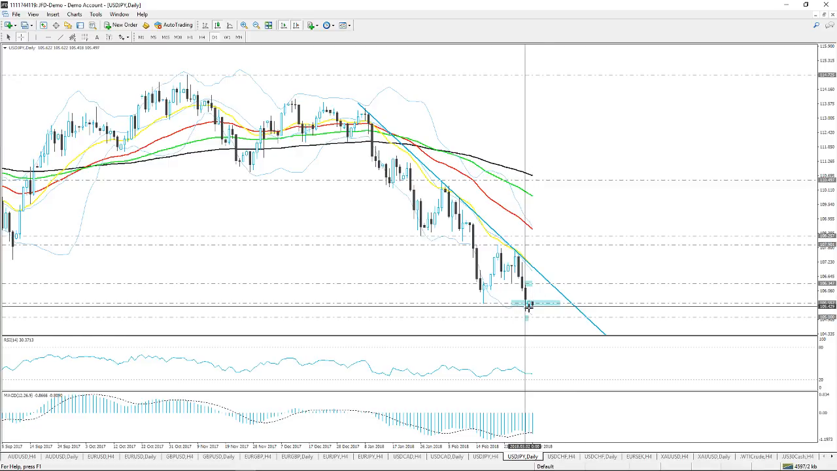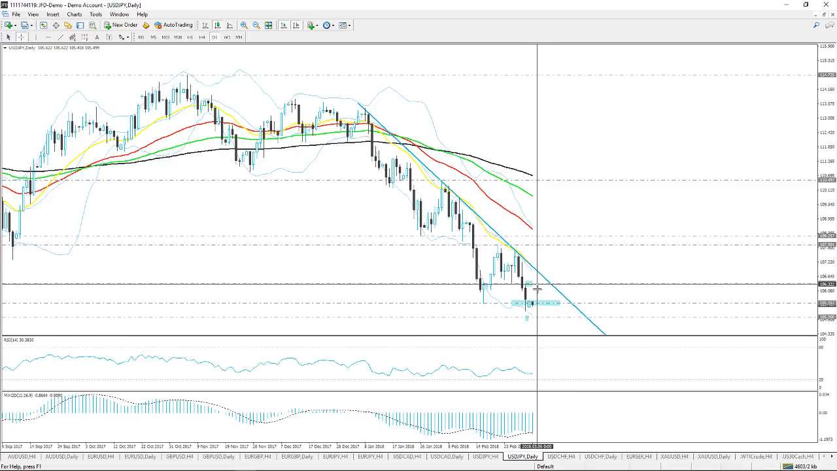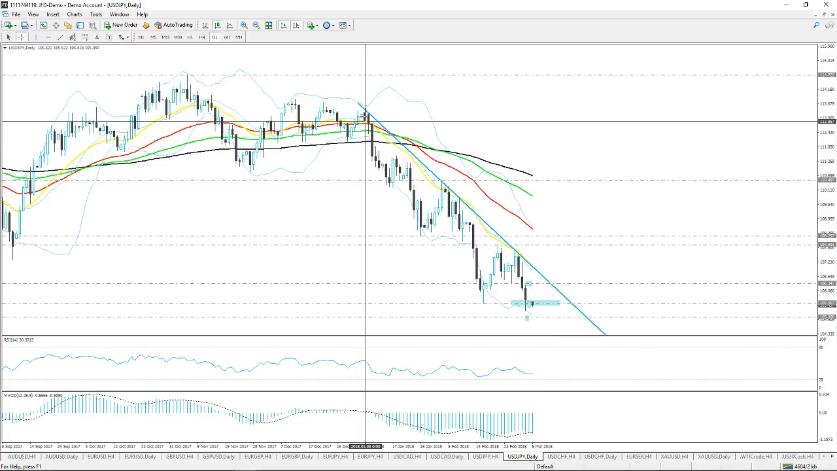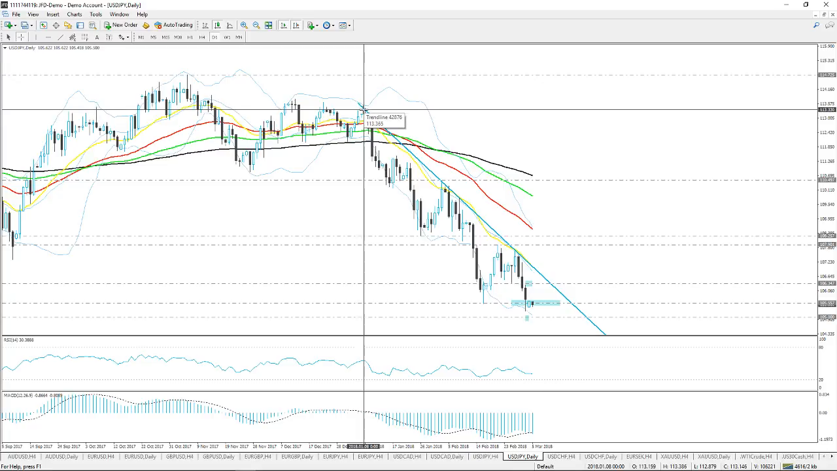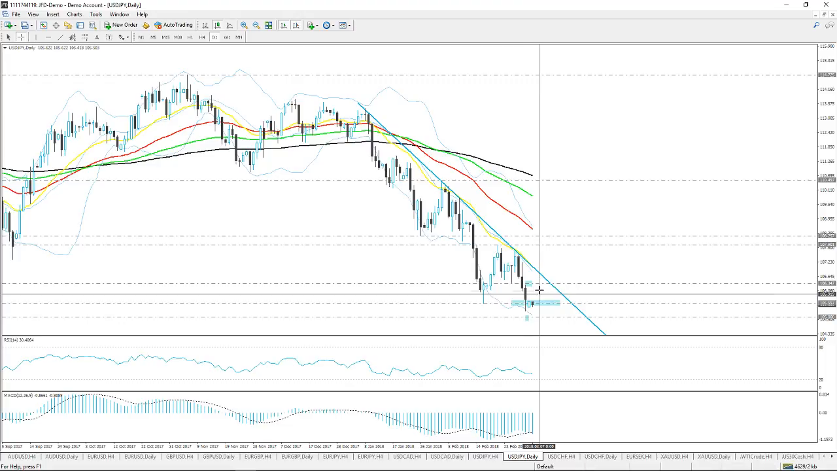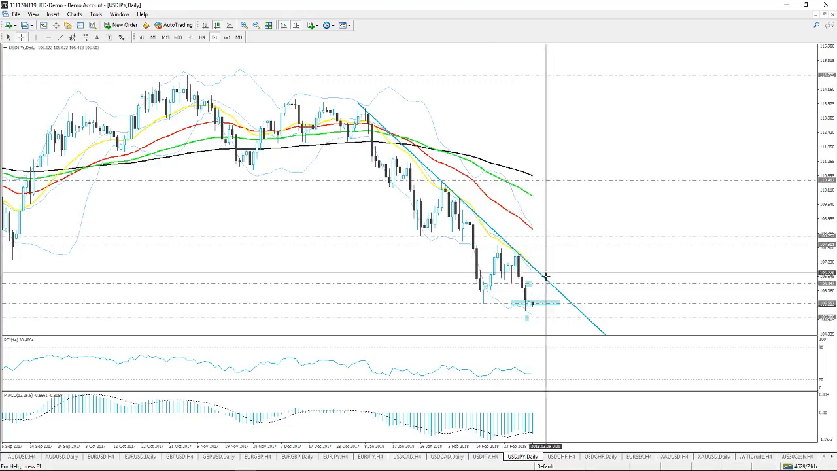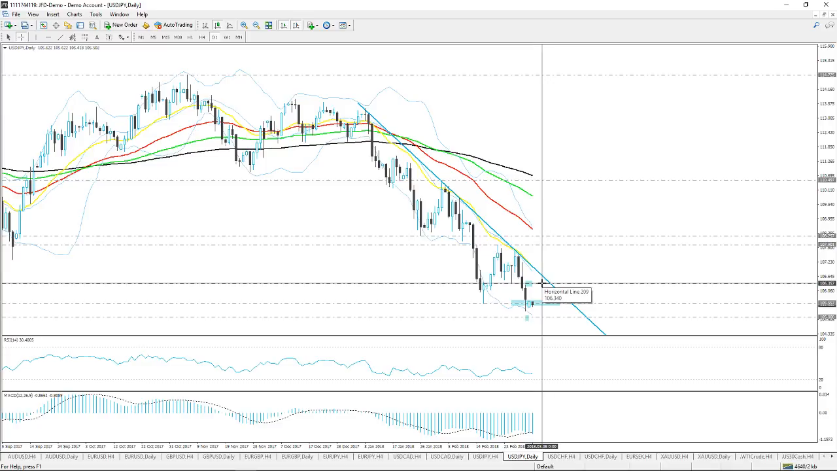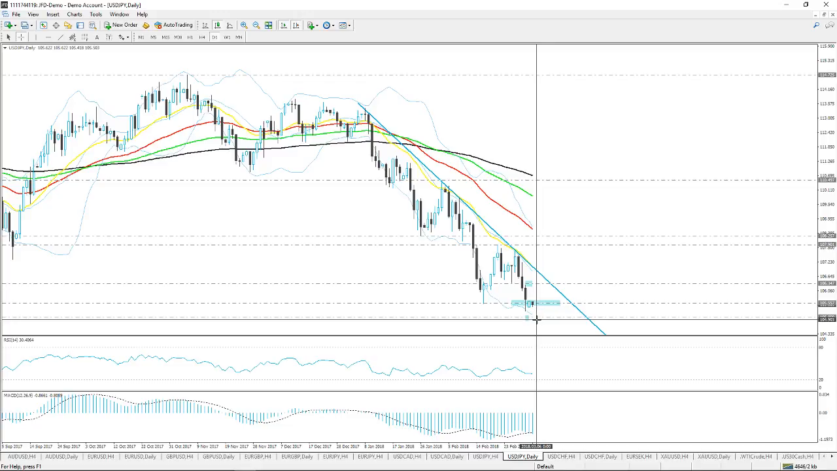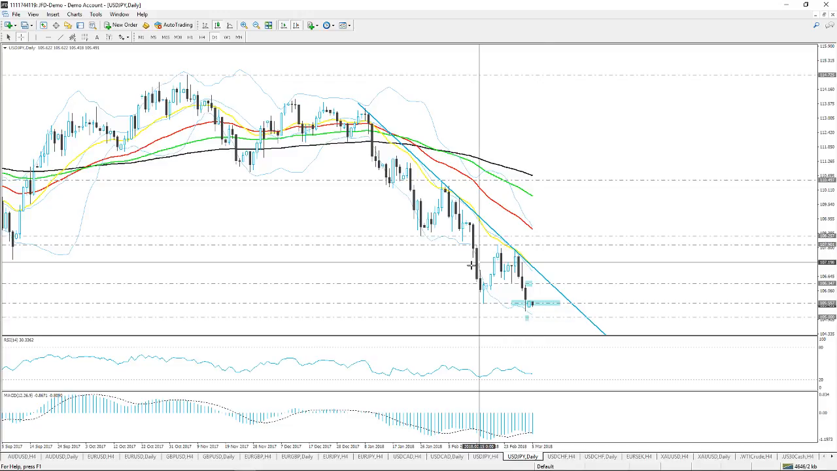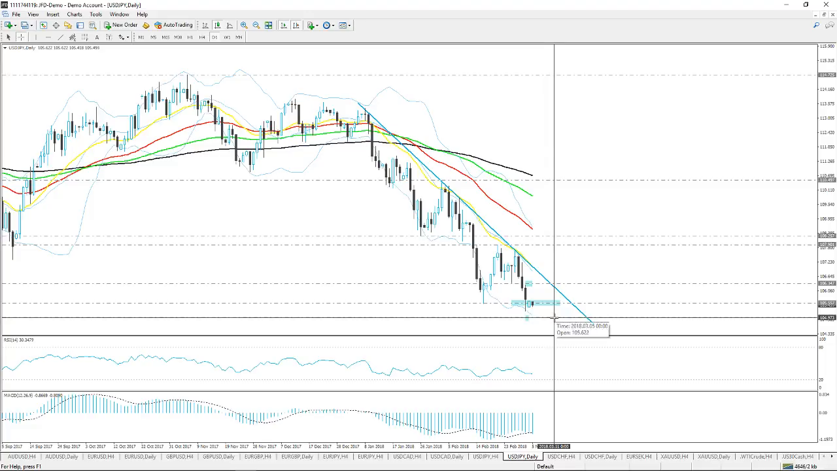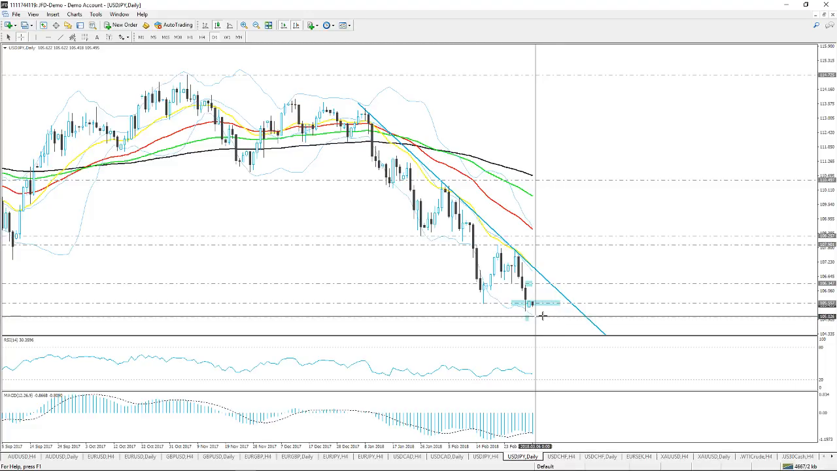A sudden reversal back up here could push the price back towards this short-term downtrend line from the 8th of January. If we get a reversal, it might push it back to test this area here at 106.350. If it continues going lower, then definitely look out for the round number of 105. Like I said, it's a good level, a strong support level.